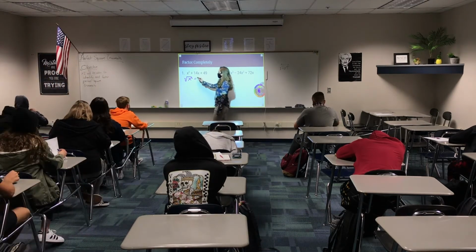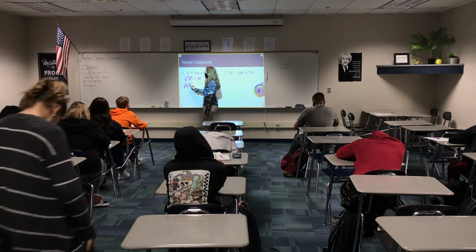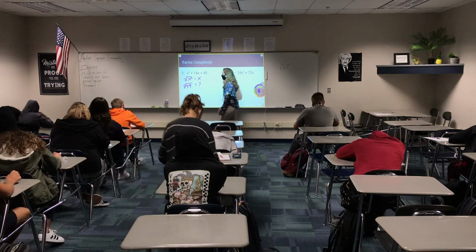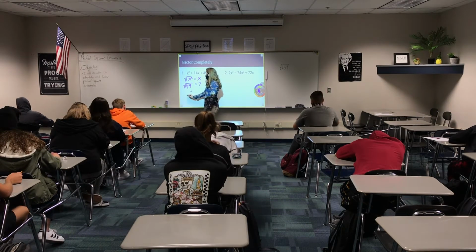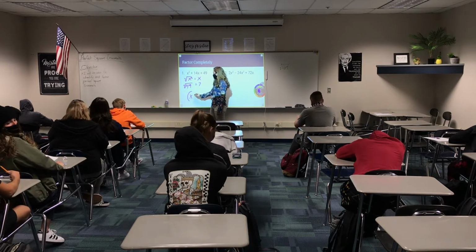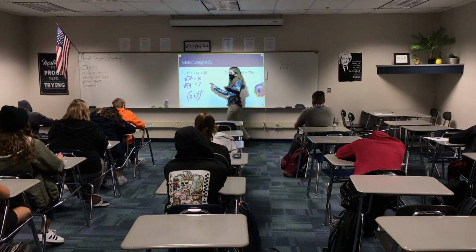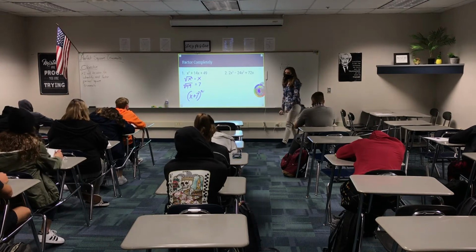X, it's just x. Now we want to find the square root of the last term. What's the square root of 49? 7. So now this is just going to look like x. We have to look at our signs next. Those are both pluses, so it'll be x plus 7 squared. We're done. That's it.